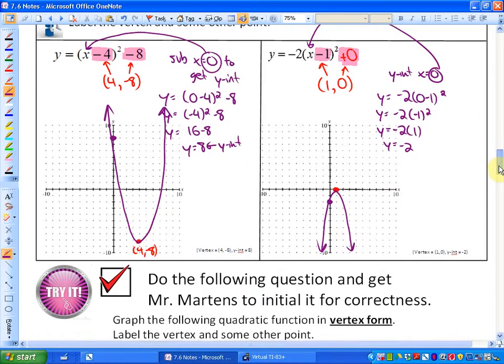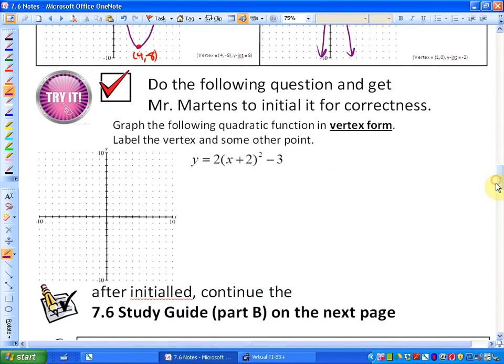If you're in my class, you would do this one formative question and have me initial it, and we will move on to the next lesson.